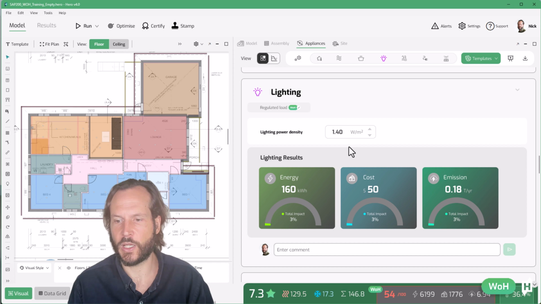So you can see here the Whole of Home rating changed from 51 to 54. And from almost $180 a year to $50 a year. So yeah, don't ignore lighting if you can get the information from your client.